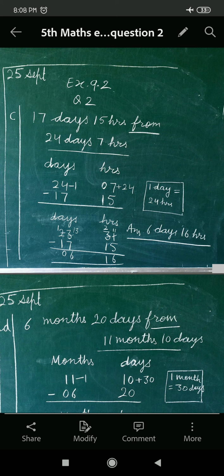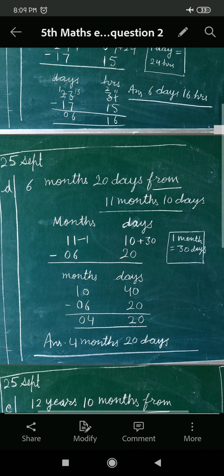We'll have to write this statement again. I am telling you, one day is equal to 24 hours. When we borrow from days, listen to me carefully, then we'll subtract one day from 24 days, and when it will be added in hours, it will be converted into hours. First we'll have to convert into hours, and then we can add: 7 hours we have already, and 24 more hours, and now 31. Now it's simple subtraction, no problem. Your answer is 6 days 16 hours.